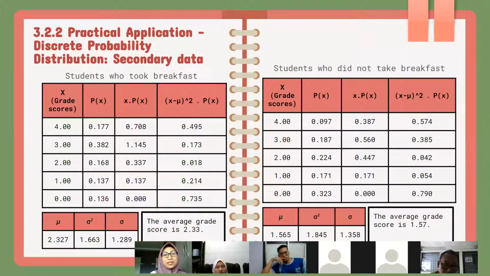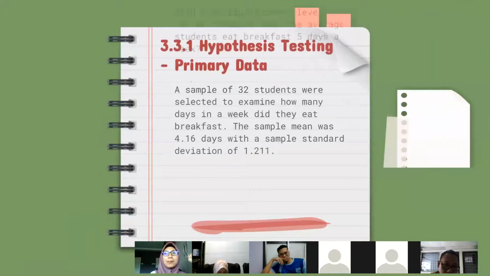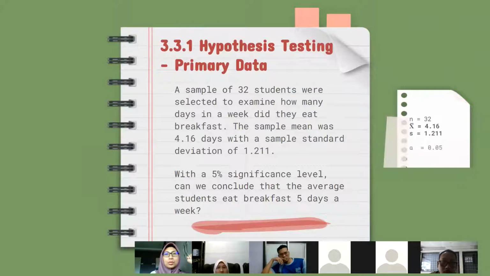And then, because they have two data set, banyak kerja lah, dia buat juga probability for their secondary data pula. So if you guys only have one data set, pakai satu tu je lah, cukup. Finally, hypothesis testing. Okay, because they had 32 sample, they wanted to see how many days in a week they did not eat breakfast.